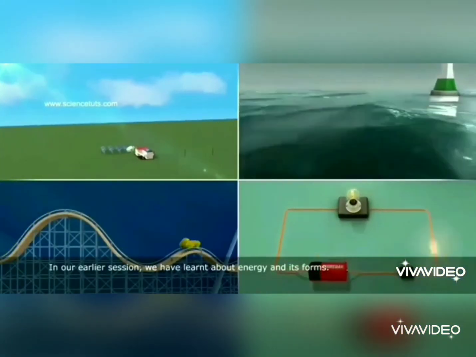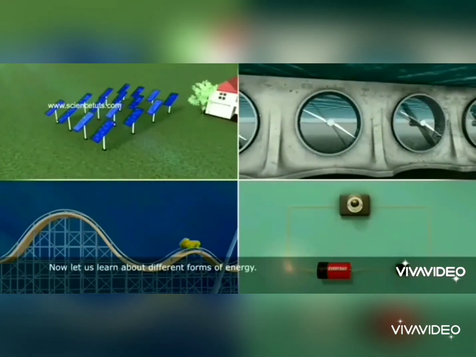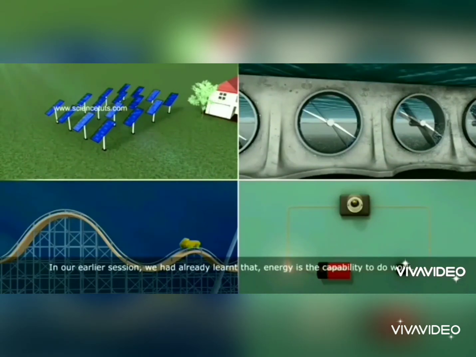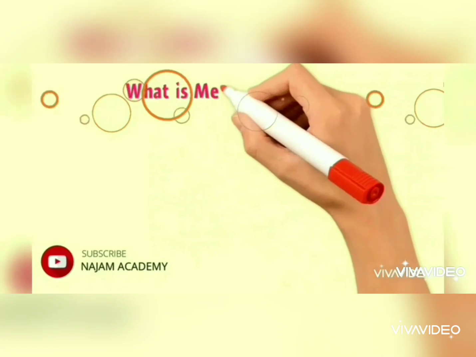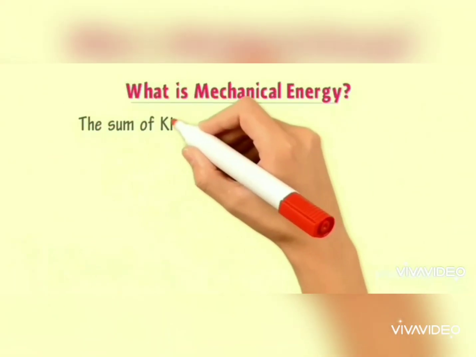In our earlier session, we had learned about energy. Now let us learn about different forms of energy. In our earlier session, we had already learned that energy is the capability to do work. In nature, there are different forms of energy. Now let us see the first form, and that is the mechanical energy.